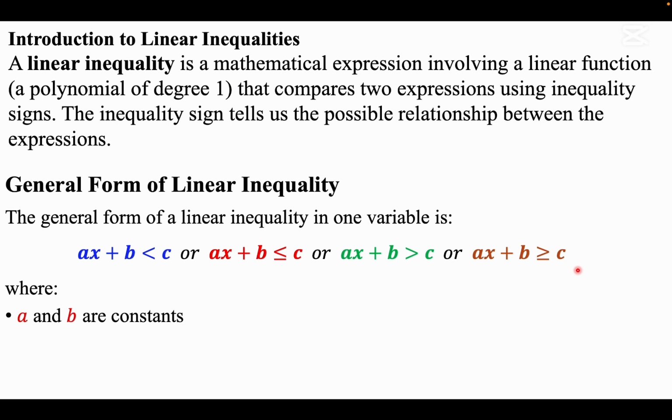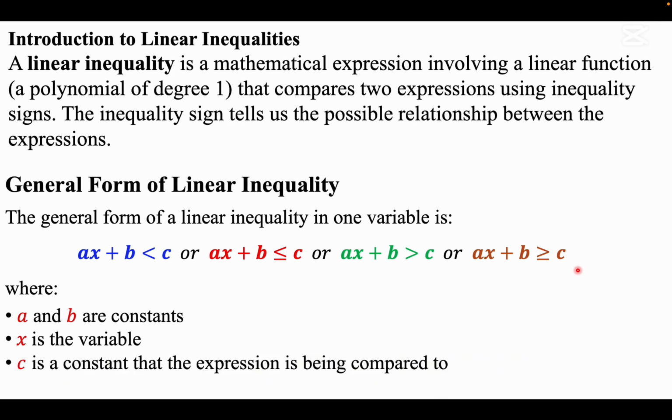Where a and b are just constant numbers. x is the variable that we're going to solve for. And then c is a constant that the expression is being compared to. Remember, we're comparing the left side to the right side.